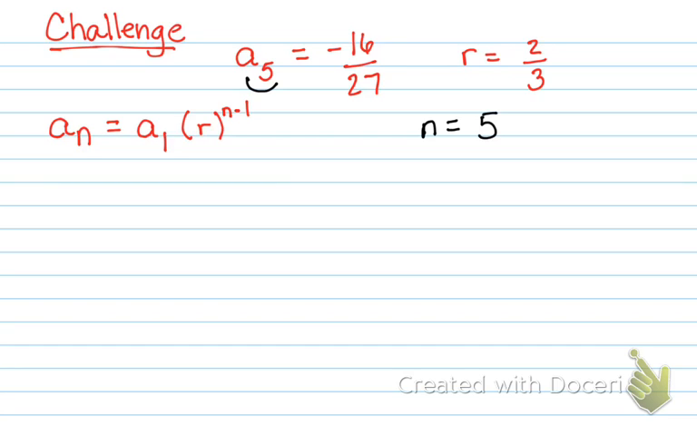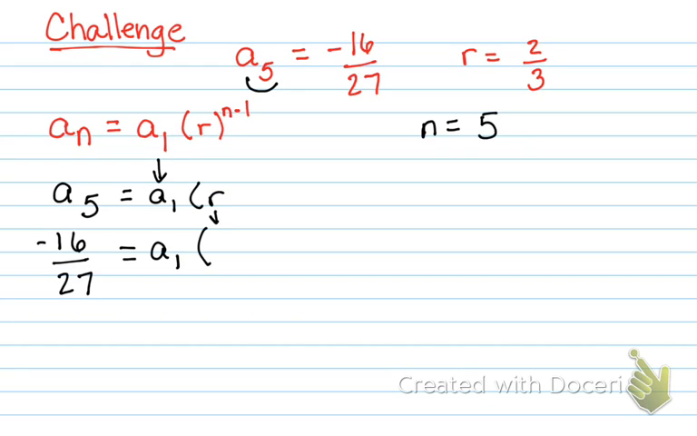So let's go ahead and plug in. So we have a sub 5, and we know that a sub 1 was here. That's what we're looking for. Our a sub 5 we're going to replace with our value, negative 16/27. And our a sub 1 we don't know, so it's going to stay as a sub 1. We do know our r. Our r is 2/3. And our n minus 1 we know was 5 minus 1. And so now we're going to simplify down and solve for a sub 1. So try it yourself, then come back and check.